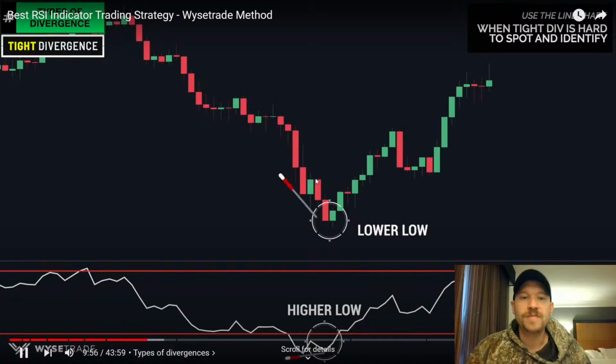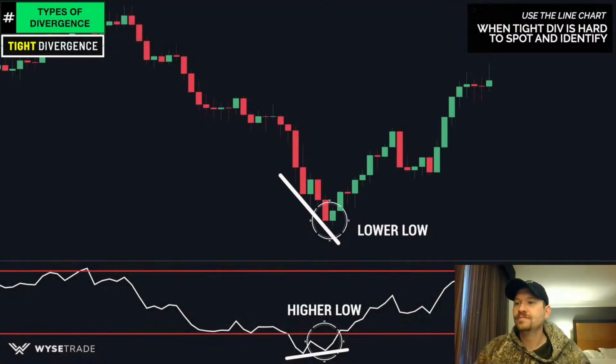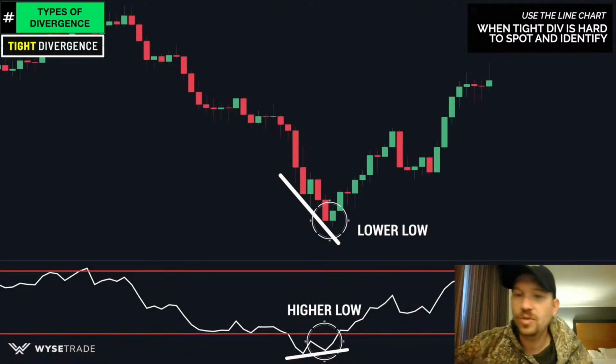Made a higher low, while price made a lower low. Clear, tight divergence. Again, this might be harder to spot for some traders.